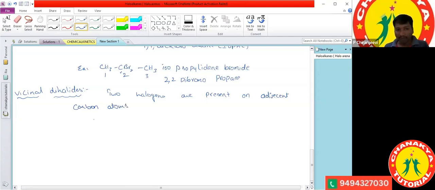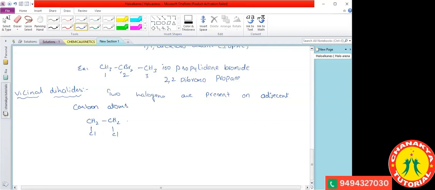So what is the example here? CH2-CH2 with Cl and Cl. Okay, CH2-CH2, Cl and Cl. This also we can call a vicinal dihalide. In this one, two chlorine atoms are present on the neighboring or adjacent carbon atoms here.